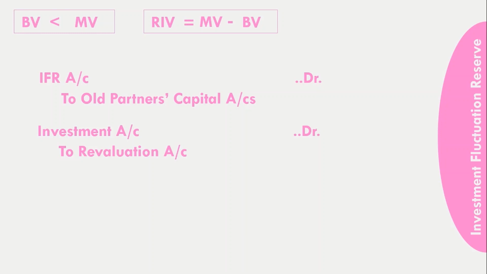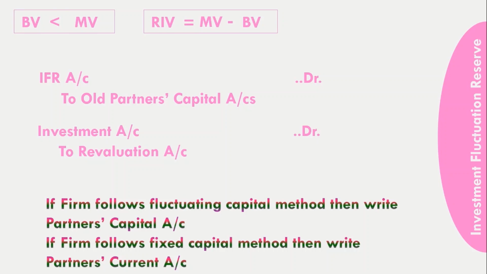Now please mark one point here also, which is very important for all the topics we have studied till now in this video and the topic which we are going to study now. That is, if the firm follows the fluctuating capital method, then we will write partners capital account. But if the firm follows the fixed capital method, then we will write partners current account.